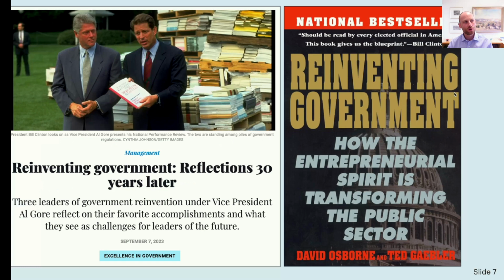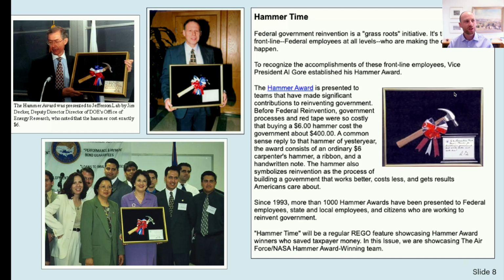You can see here Al Gore and President Bill Clinton in the early 90s standing in front of piles of regulation. And you can see on the right a book subtitled How the Entrepreneurial Spirit is Transforming the Public Sector. This was an attempt to reduce regulation. You can see here that the government awarded these framed hammers as awards to regulatory agencies. It had two real purposes. Firstly, the hammer symbolised smashing regulation. The second was that the hammer had reduced in cost from $400 to $6 as a result of reduced regulation. So that became this hammer award.